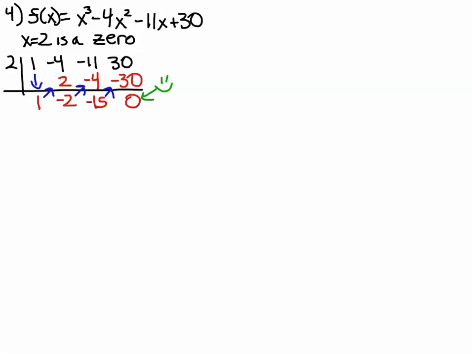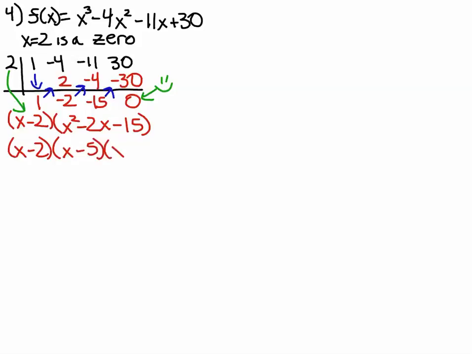So, if we were factoring the problem, which we are, at least temporarily, x minus 2 is a factor. That comes from the fact that 2 worked in the box. And then x squared minus 2x minus 15 is what's left over when you factor that. Of course, that's quadratic, so we can factor that, and that makes x minus 5, x plus 3. Boom. Because of these, we know our zeros.